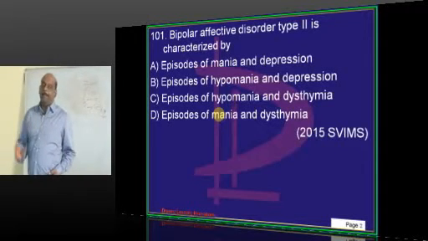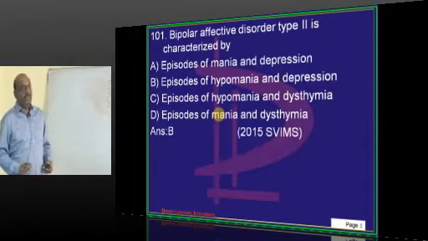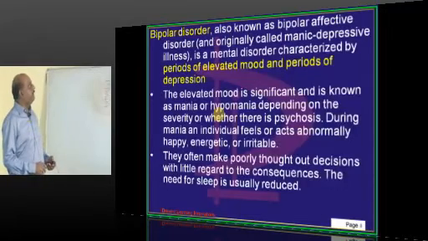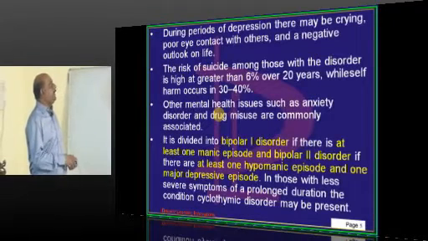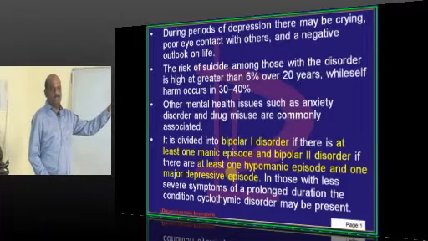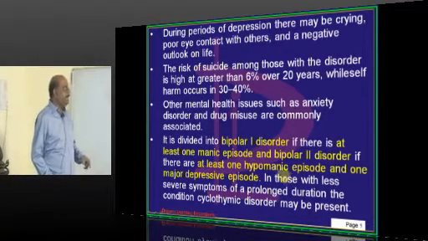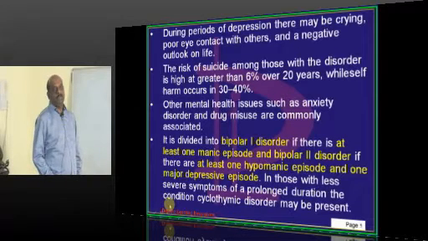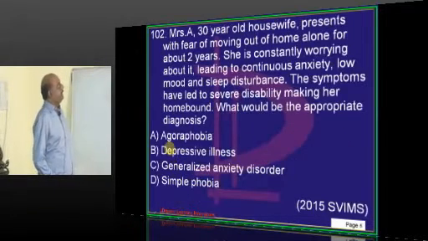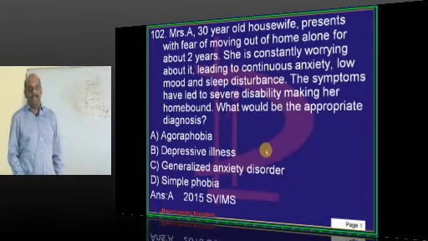What is meant by bipolar affective disorder type 2? So we have two kinds of bipolar disorders. Type 1 means at least one manic episode. Type 2 means if there is at least one hypomanic episode and one major depressive episode. Okay. Then a 30-year-old housewife has a fear of heights, which is classically acrophobia.